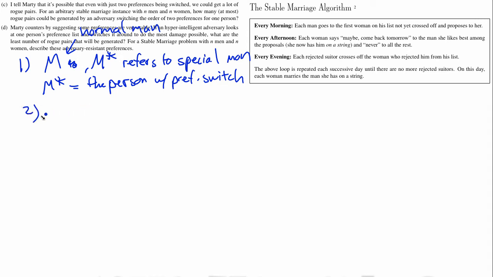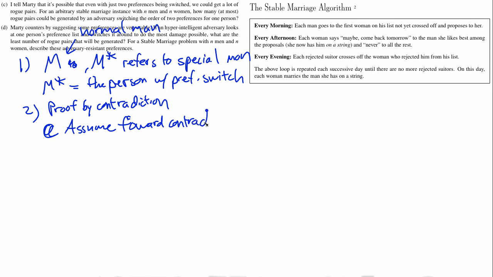The second helpful thing for stable marriage problems is proof by contradiction. Here, we assume toward contradiction that M can form a root couple.